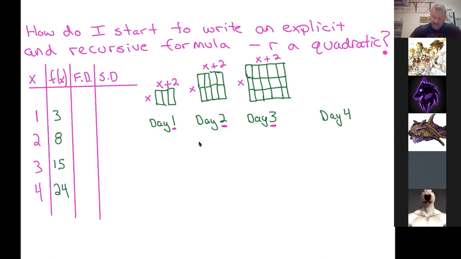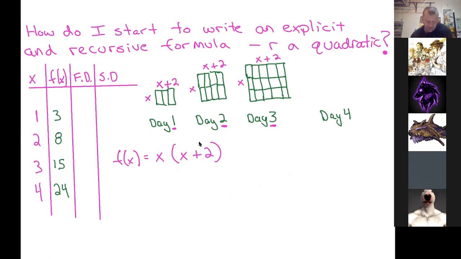Okay, so the answer to the problem is the area of any one of these figures that we have. Remember, when you get the area of a rectangle, it's real easy. It's just base times height, right? So 2 times 3. But over here, it's X times X plus 2. So that is your explicit formula.